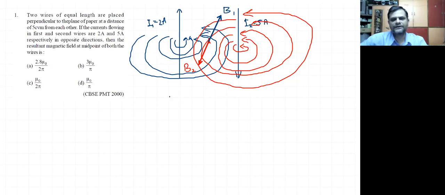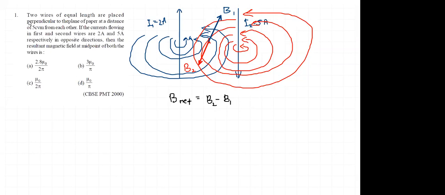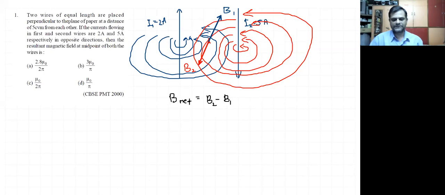So the resultant magnetic field, we can say B net, that is the net magnetic field here at the point P, will be B1 minus B2 or B2 minus B1, whatever it may be. Here in this case B2 will be greater than B1, and that's why we have it as B2 minus B1 in this way. Just work it out. Okay, yes, I have solved this. What is the answer? Can you find it out?